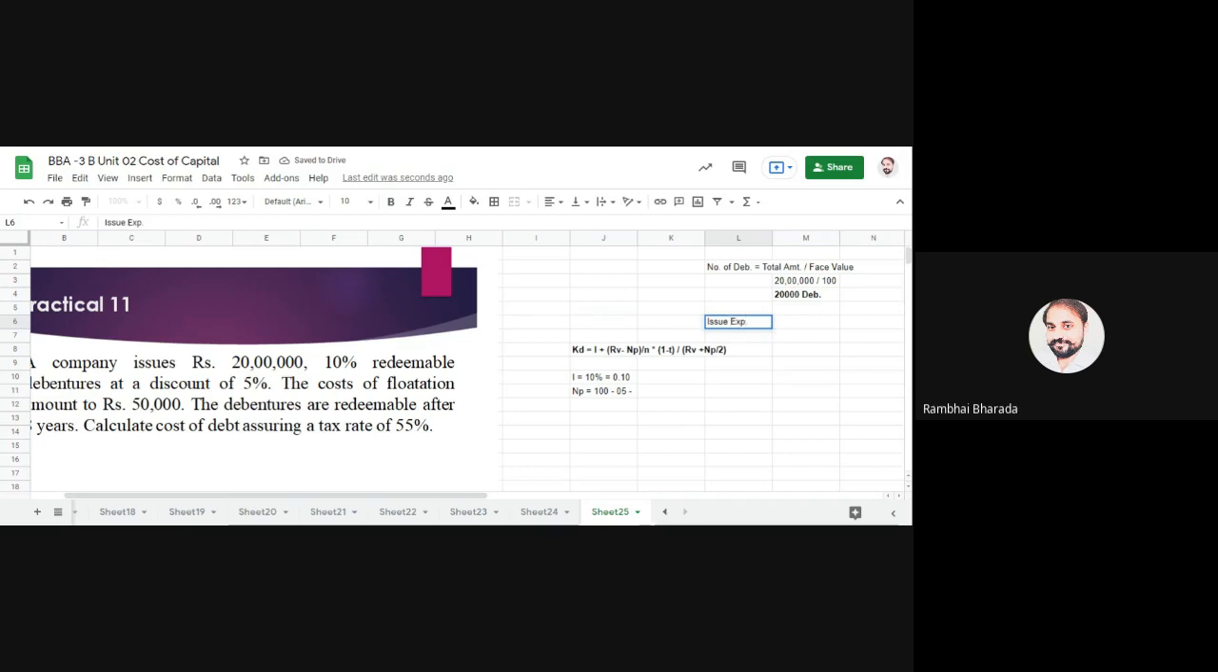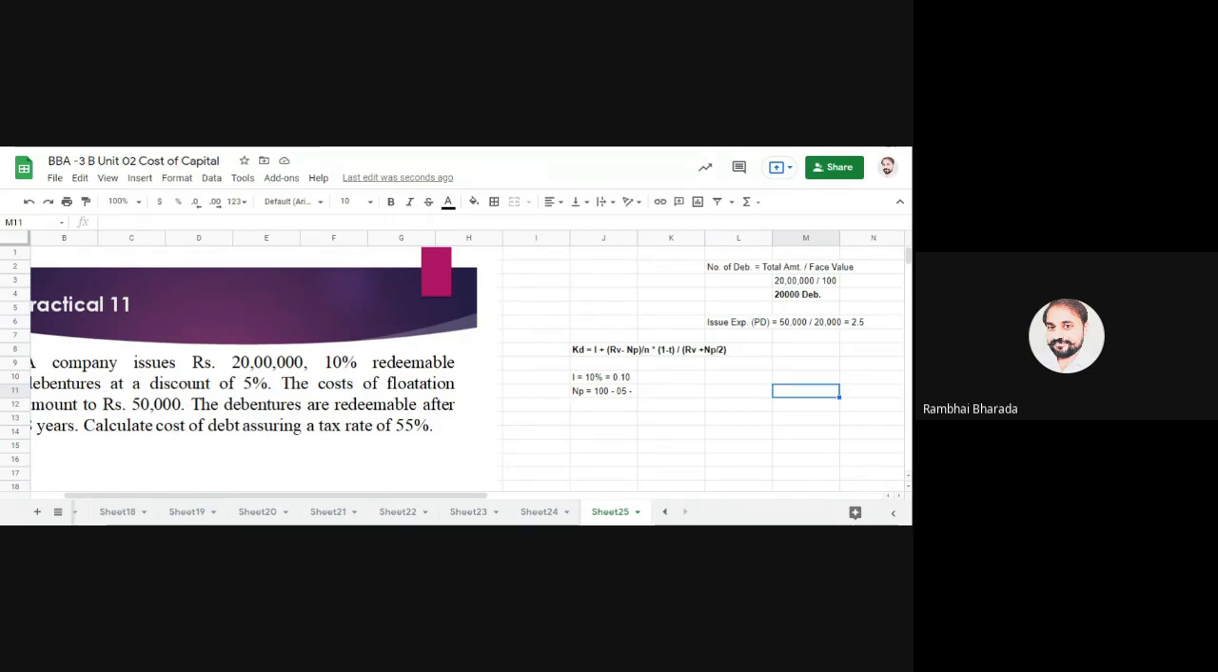Issue expense per debenture (PD stands for per debenture). See how many total expenses are given to you? 50,000 for how many debentures? 50,000 divided by 20,000, simple. Tell me the answer: 2.5. Are we clear about this 2.5?